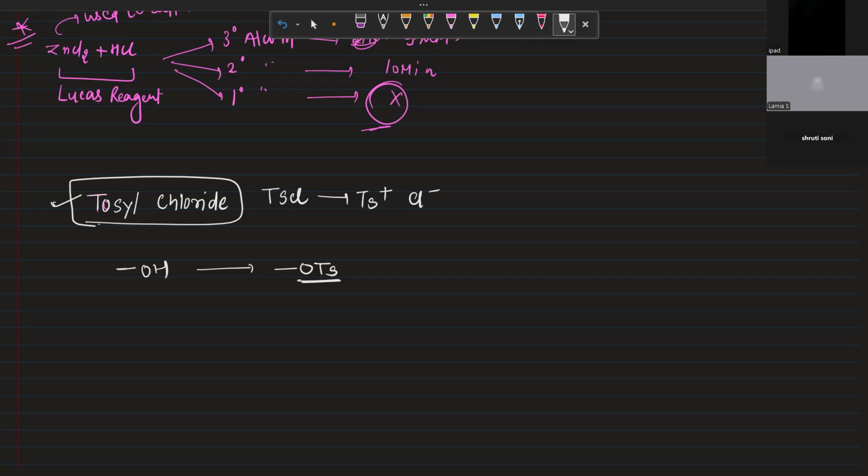Then in the D, what is the use of POCl3 and pyridine? Substitution, SN2. Yeah. So in SN2 there is inversion that will take place for OH.